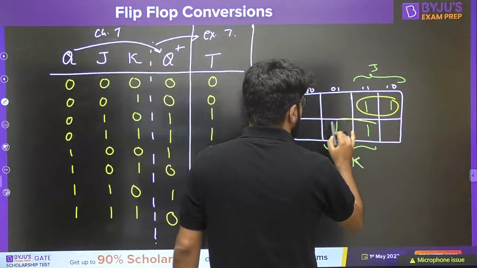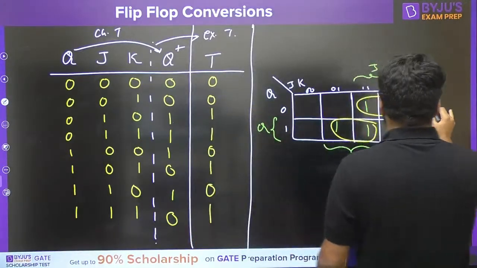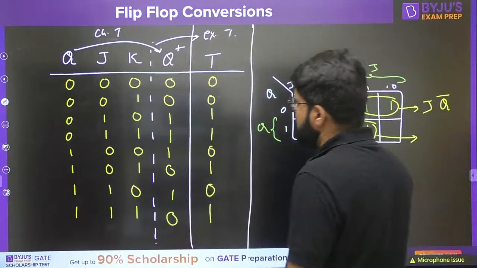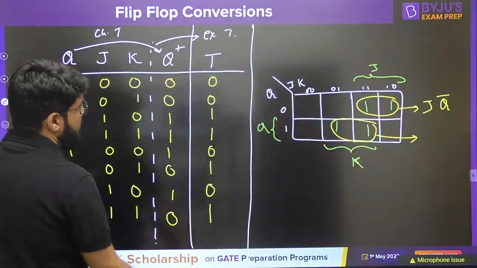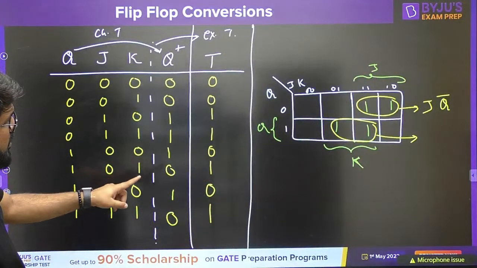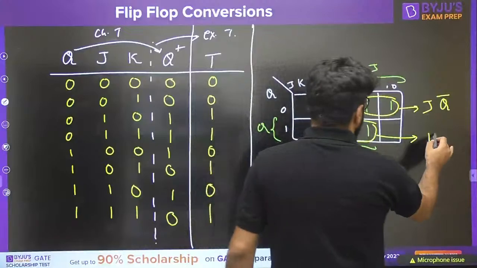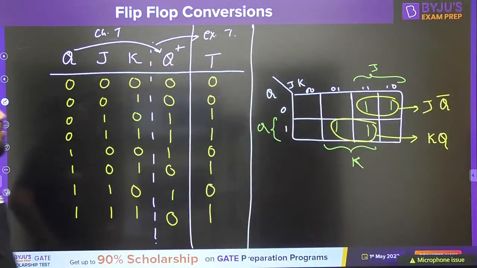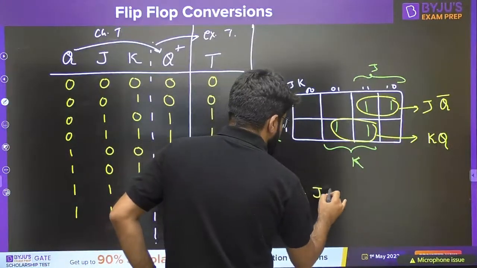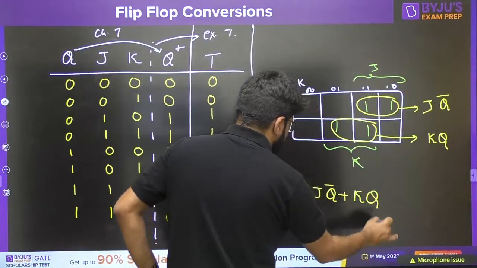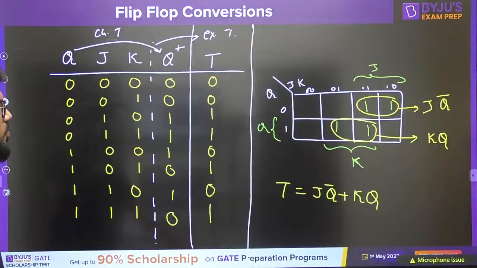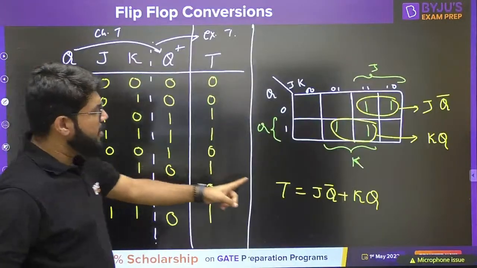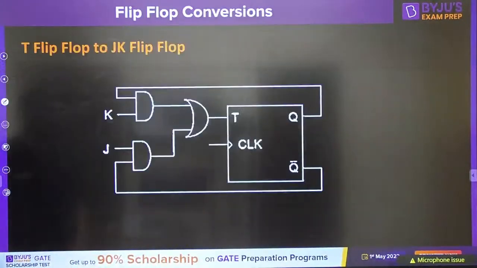This is a clear pair of 2. This is again a clear pair of 2. This is J and outside Q, J Q bar, and this one lies where? This is the table that you have to copy, correct. And this is K into Q, this is K and Q. Right. So what should be the T input? T input is JQ bar plus KQ. So to convert a T flip-flop to a JK flip-flop, we have to make the T input equal to JQ bar plus KQ. Have a look into this, the direct answer.